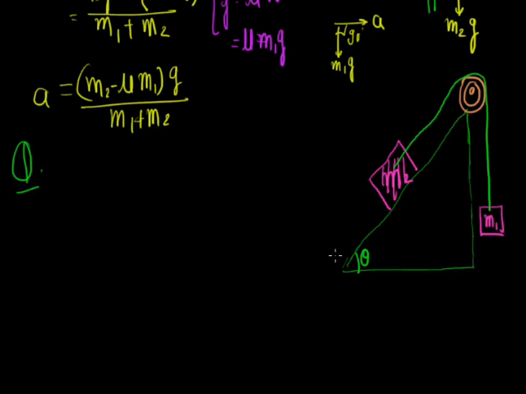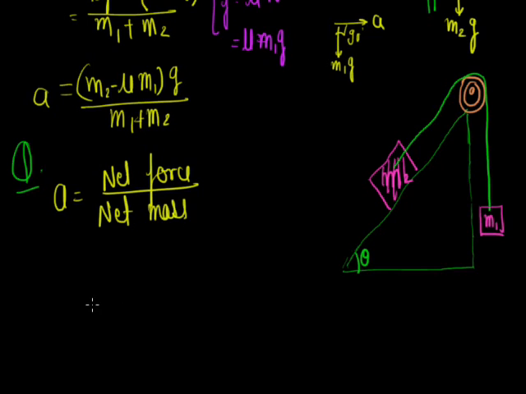As we know, acceleration is simply given by net force upon net mass. Here again there is no problem with the net mass, it is simply m1 plus m2. But since we have to calculate net force, one force acts on the m1 mass, equal to m1g. Another force acts on the m2 mass, equal to m2g.